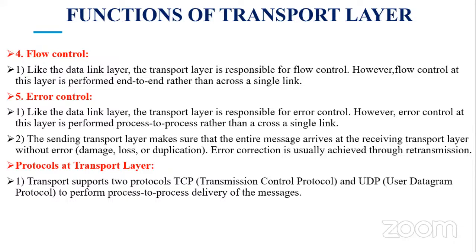We have two types of connections now in the transport layer: connection oriented and connectionless. Connection oriented means there will be a dedicated link. If you have a link between source and destination, a dedicated link, a cable from source to destination, in that case, TCP will be used.